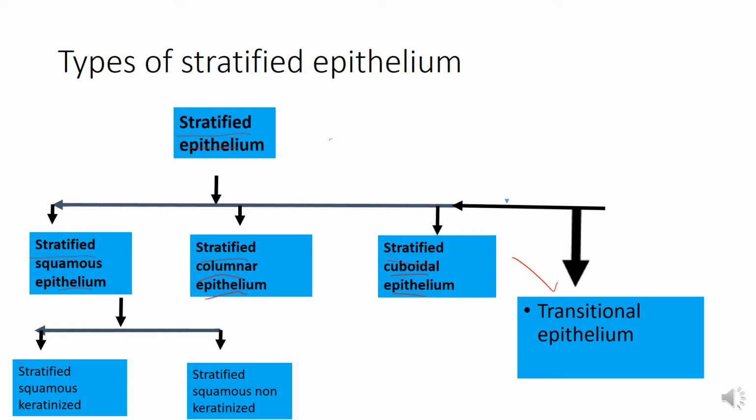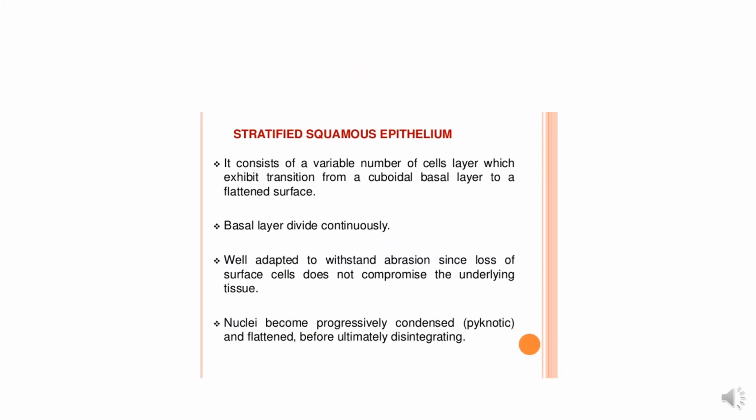Now the stratified squamous epithelium is further divided into stratified squamous keratinized and stratified squamous non-keratinized epithelium. Stratified squamous epithelium consists of a variable number of cell layers which exhibit transition from a cuboidal basal layer to a flattened surface. The cells in the basal layer divide continuously. And this stratified squamous epithelium is well adapted to withstand abrasion, since loss of surface cells does not compromise the underlying tissue.